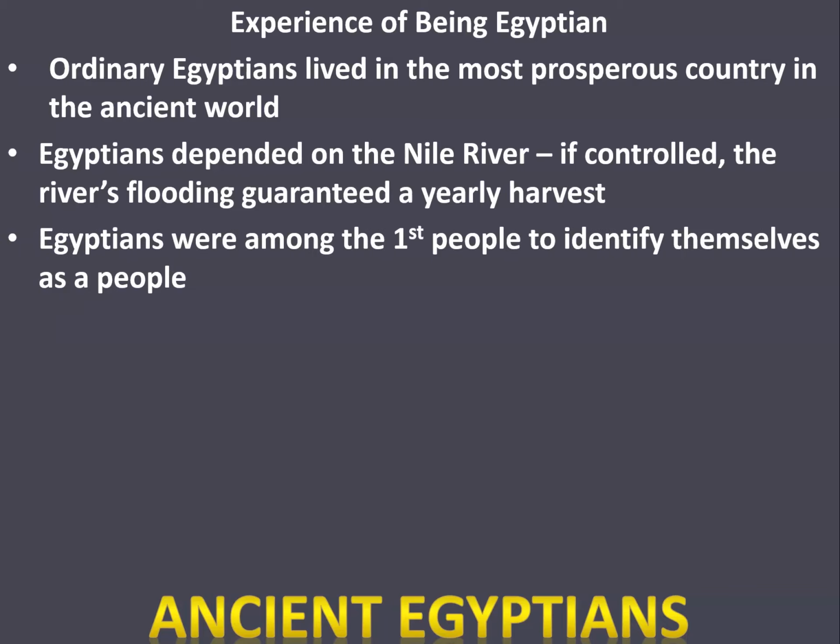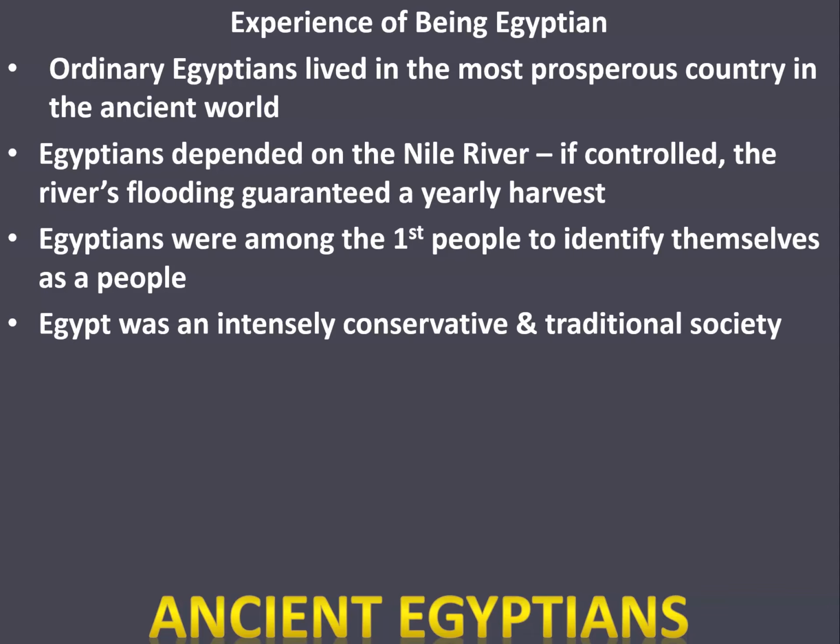The ancient Egyptians were among the first people to identify themselves as a people. The idea that there's a shared culture and a shared experience all up and down the Nile River, rather than just being a blood relative as a part of your tribe or your family or other things that we have from there. Egypt was an intensely conservative and traditional society.